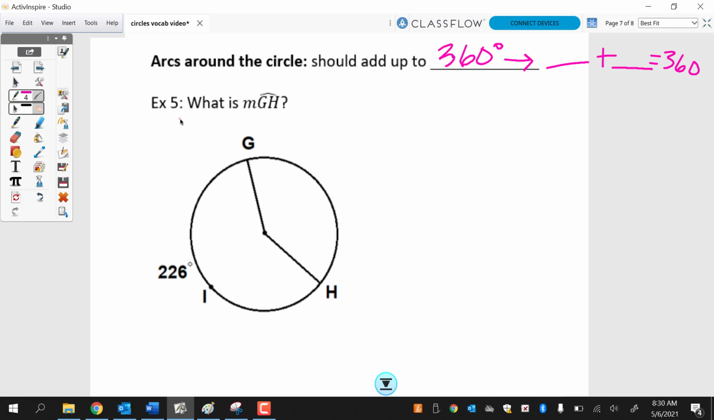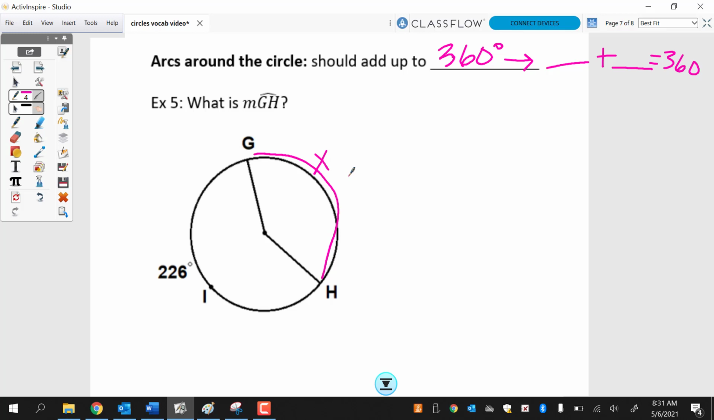So let's look at number 5. Number 5 wants to know, what is the measure of arc GH? Well, which way is GH? Is it around the back, or is it around on the right side? Well, I know it's on this side because this way had an I and there was no I up there. So it's got to be this way. We're going to say that's X because we don't know what it is.